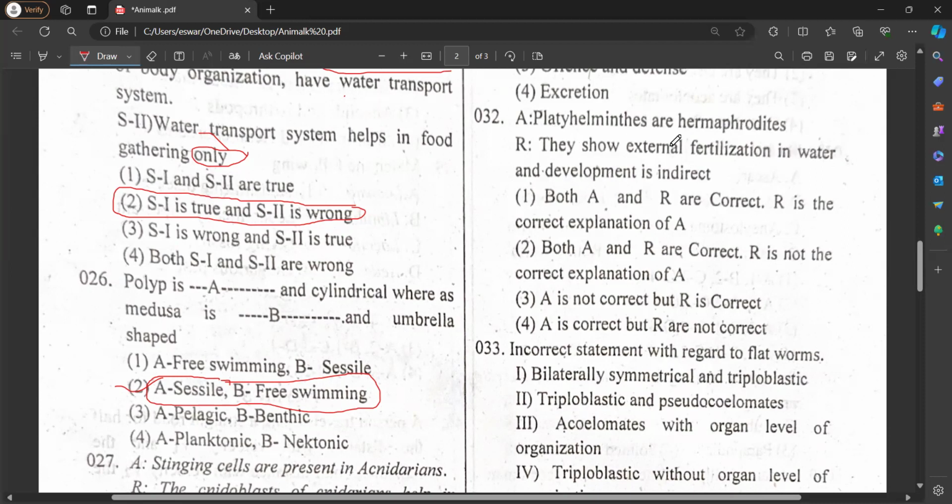They do not show external fertilization. Fertilization is internal. Therefore, A is not correct.